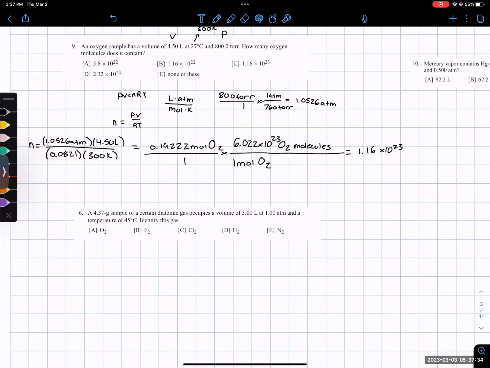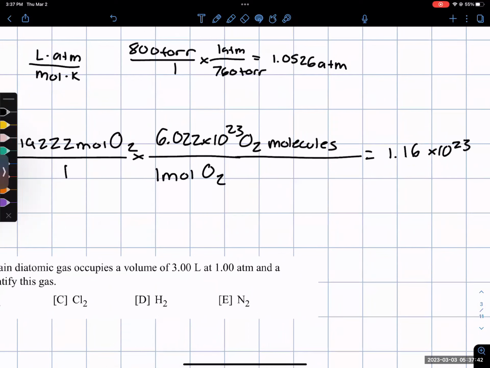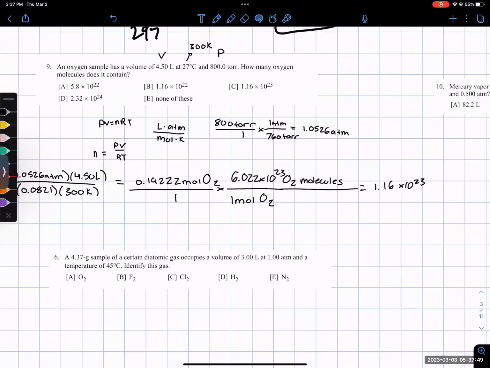Is there any tips or tricks I can give you? Make sure your units are the same. If it asks for how many oxygen atoms are in this sample of oxygen gas, what other step would you have to do? It's the same thing, but it's asking about oxygen atoms, not oxygen molecules. O2 versus O.